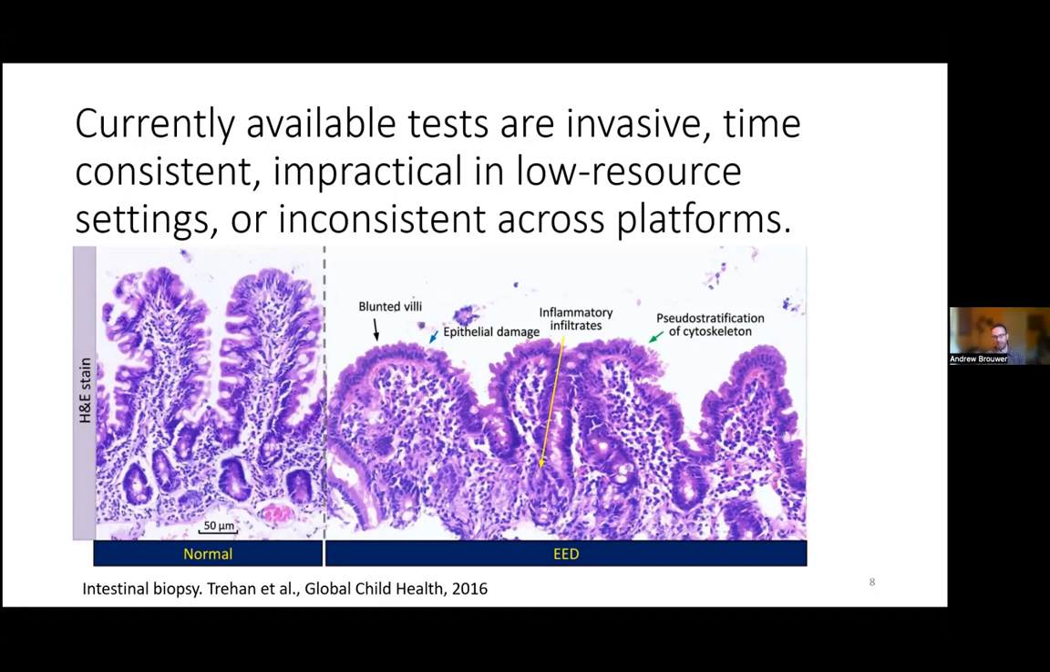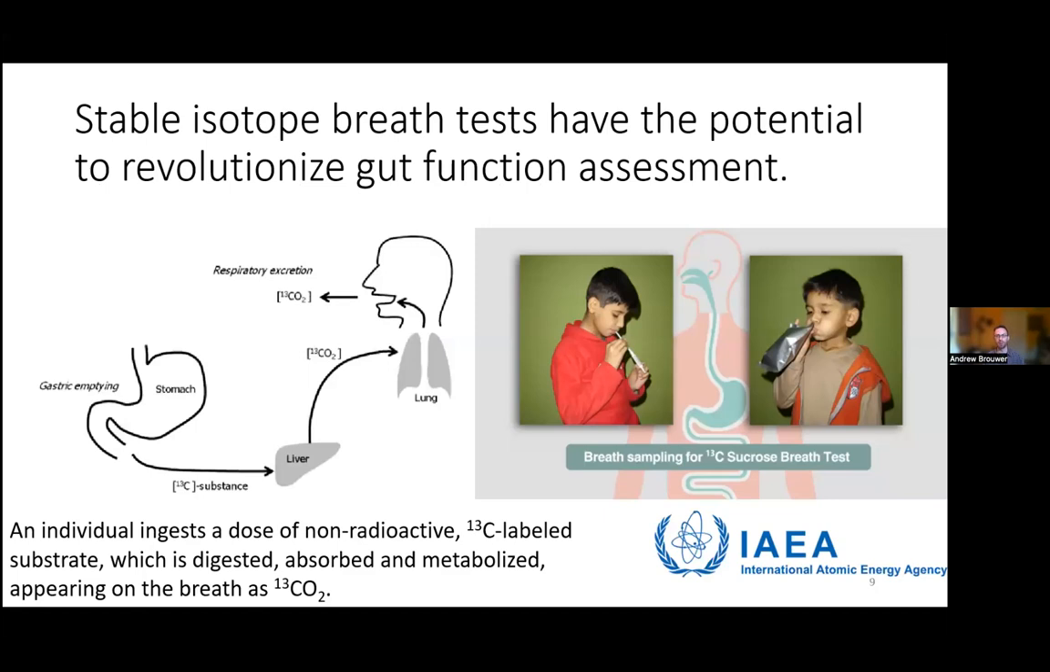The problem is that although these tests work theoretically, basically everyone who does them gets different answers. They're really inconsistent across platforms and not a good test either. What has been proposed and championed by the International Atomic Energy Agency is something called stable isotope breath tests. With a stable isotope breath test, somebody is given a small amount of what we call a tracer, some molecule that has a carbon-13 or perhaps a different stable isotope.